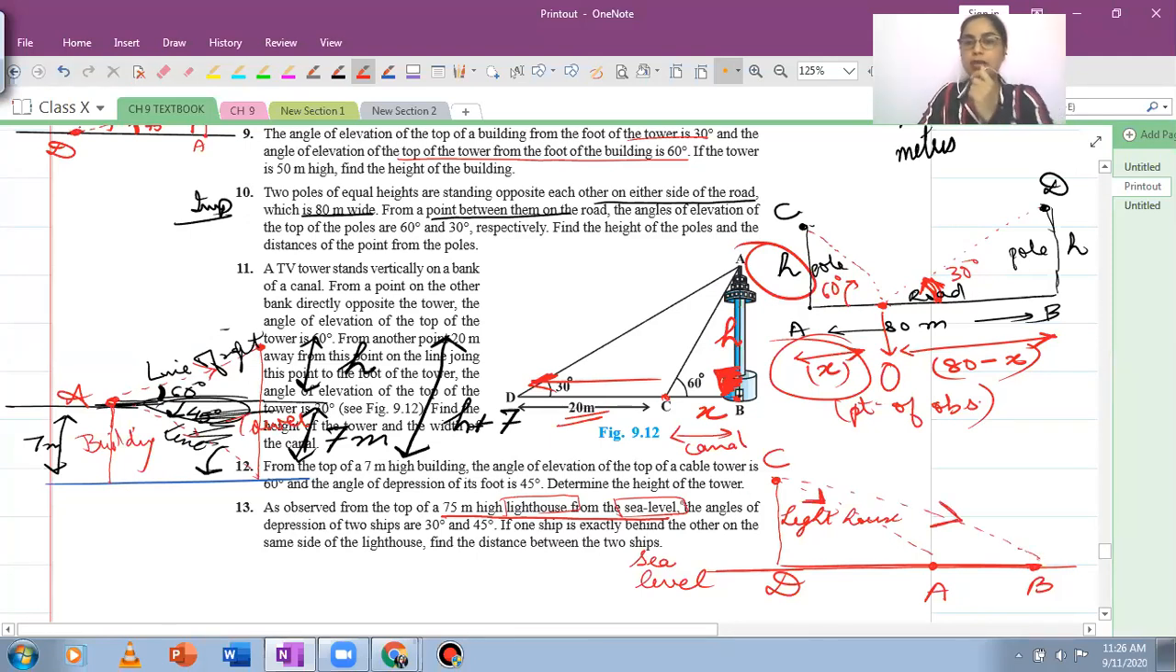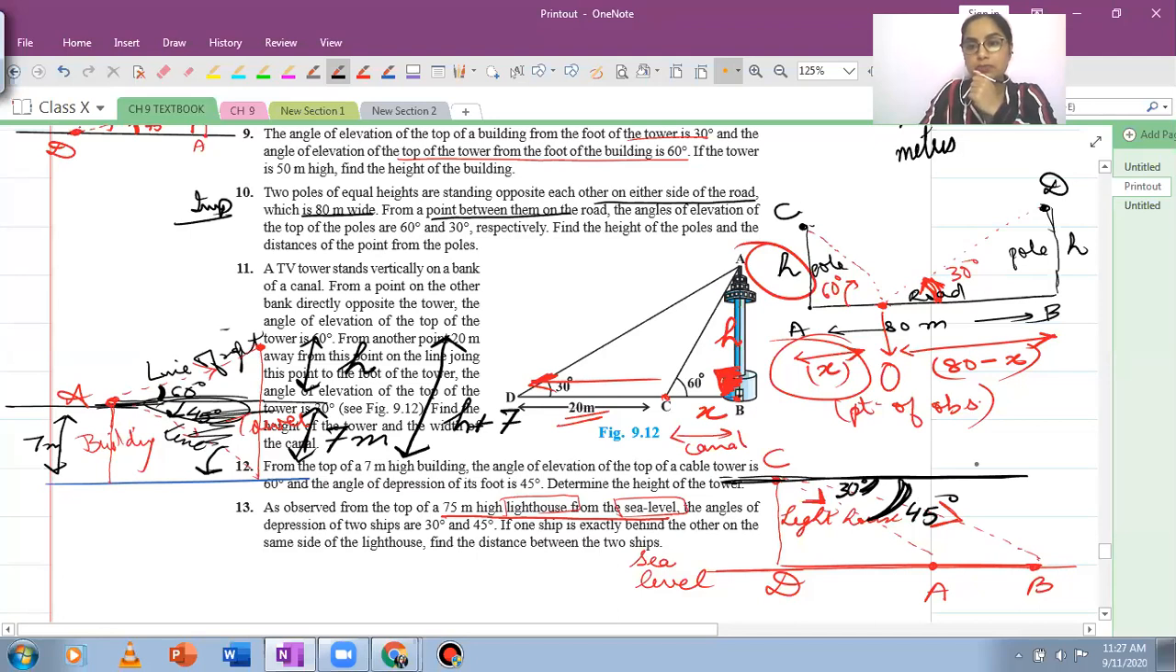तो एंगल्स बन रहे हैं 30 और 45. To show the angle of depression, you first need to draw a horizontal right through the point of observation. So let's just draw a horizontal right through the point of observation. Then you will mark the angles. एक एंगल बनेगा यहाँ पे और एक एंगल बनेगा यहाँ पे. The smaller one obviously will be 30 degrees and the larger one will be 45 degrees.